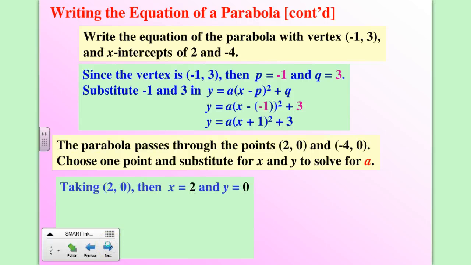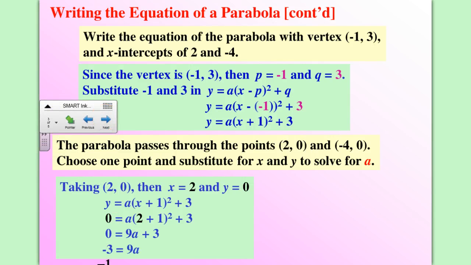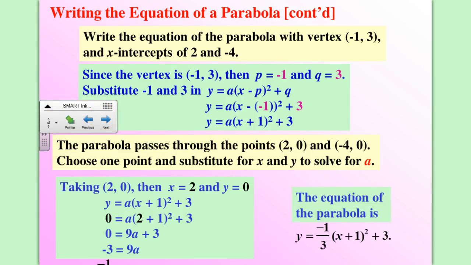If we took the point (2, 0), we would plug in 2 and 0, and we would get y equals a times (x plus 1) squared, plugging in 2 and 0, and we get that equation, which when we follow through and solve it for a, we end up with a equal to minus 1/3. You couldn't quite see, but divide both sides by 9 and you get a equals minus 3 over 9, which equals minus 1/3. Therefore, the equation for this parabola is y equals minus 1/3 (x plus 1) squared plus 3.